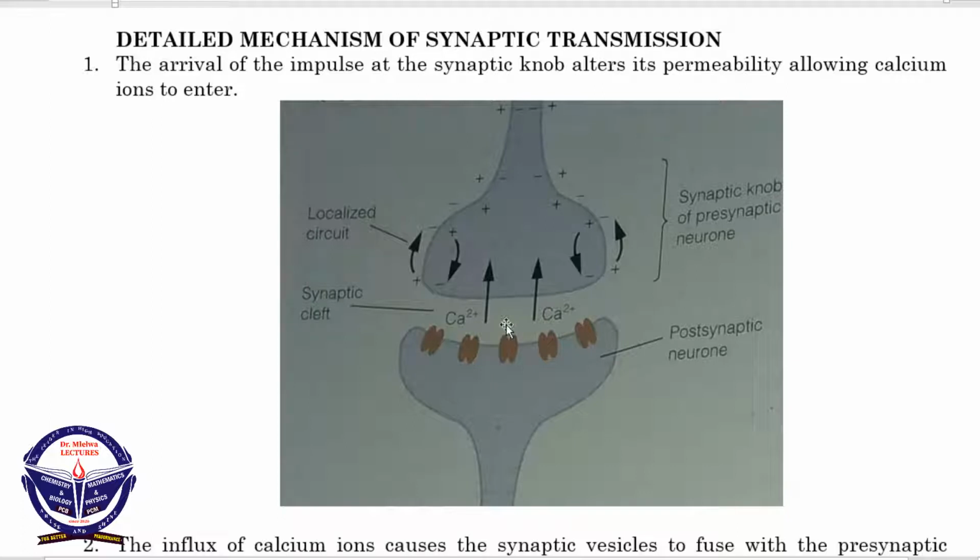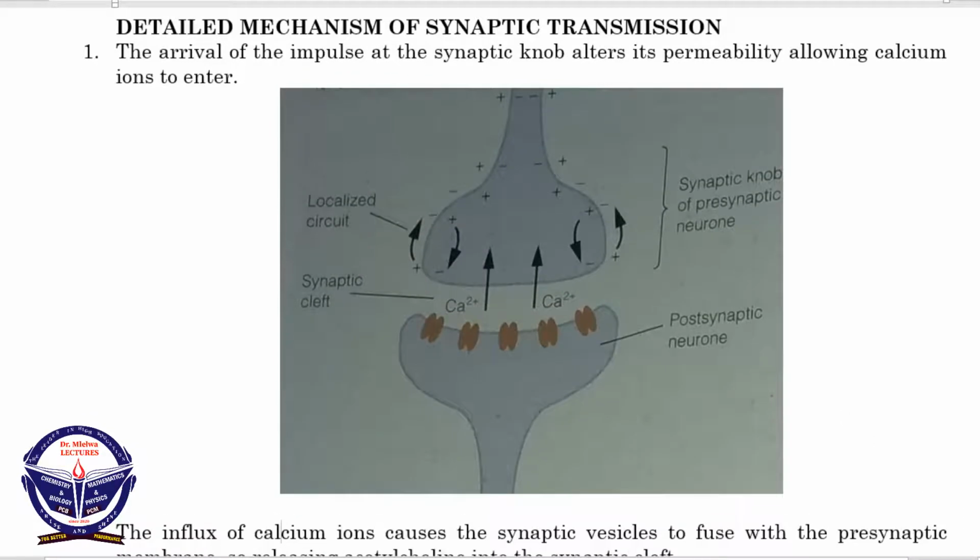The calcium ions are very important in the transmission of the nerve impulse at the synapse, more especially when you are talking of the chemical synapse. In the chemical synapse, if we don't have calcium, we can't do the transmission of the nerve impulse. As you can see here, we have the postsynaptic neuron with the receptor proteins. So now let's see the second step.